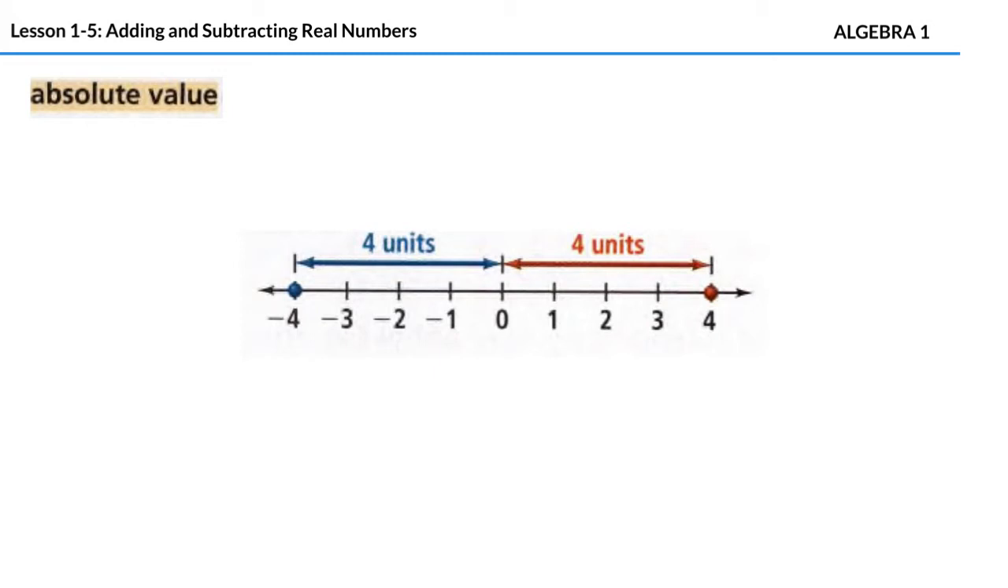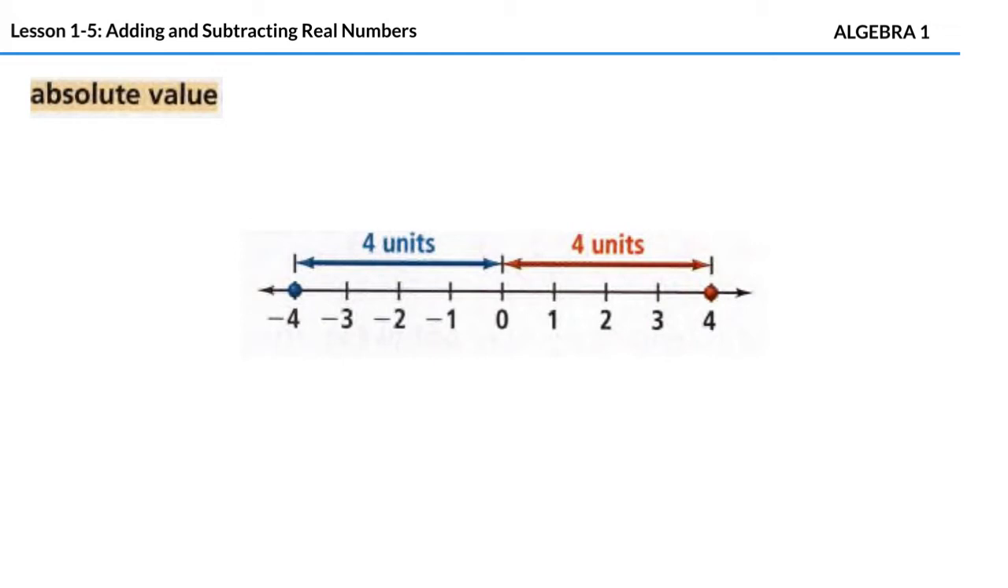So if I ask you, what is the absolute value of 4? What does it mean? It means I am asking you what is the distance of 4 from 0. The answer is 4 units. If I ask you what is the absolute value of negative 4, what am I asking you? I am asking what is the distance of negative 4 from 0? And the answer is 4 again.